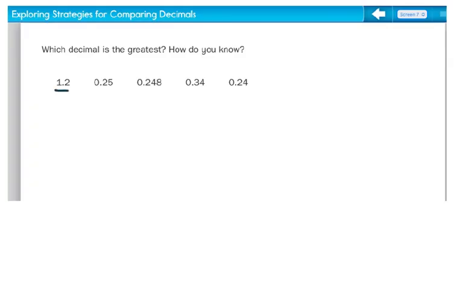So we have 1 and 2 tenths, 25 hundredths, 248 thousandths, 34 hundredths, and 24 hundredths. On your whiteboard, would you please write the largest decimal or the greatest decimal? You should have written down 1 and 2 tenths. First thing I'm going to do is compare the ones place. They're all zeros except for the first one.